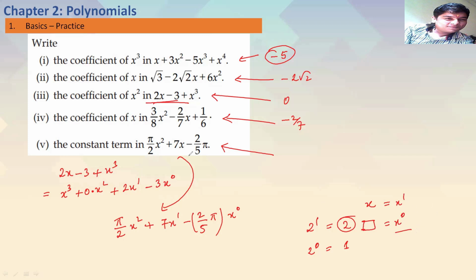If x is missing, that means x power 0, right? So we don't have x in this last term. There is x power 0 in this, x power 1 in this, x power 2 in this. So what is the constant term? Constant term means having x power 0. Which one is it? It's minus 2 by 5 pi. Yes, that's it. If you don't have x, that means it's a constant term. There is no x.